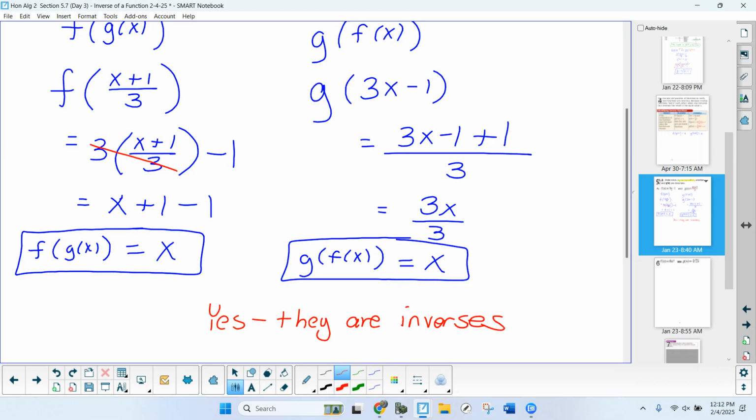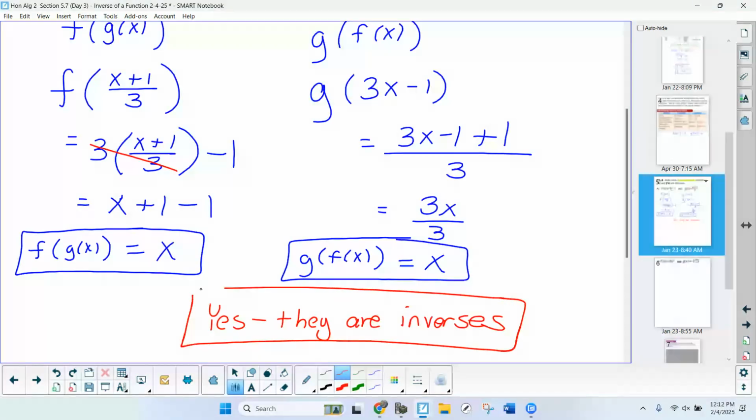So this is compositions. Do not switch x and y when it asks you to show by compositions. Seven and 8 on your homework tonight. Thoughts on those?